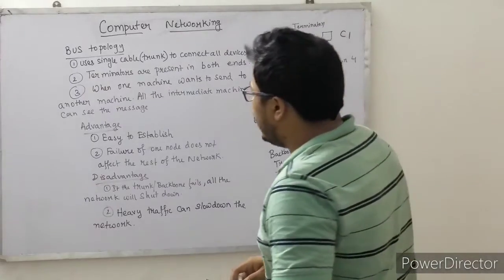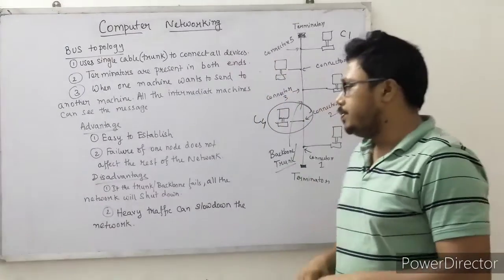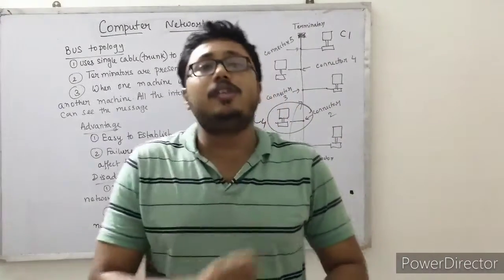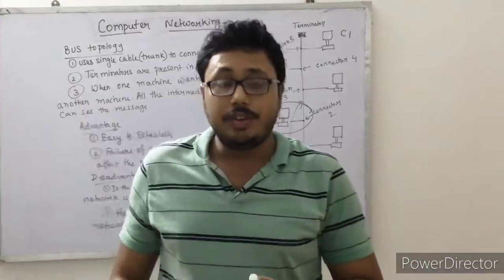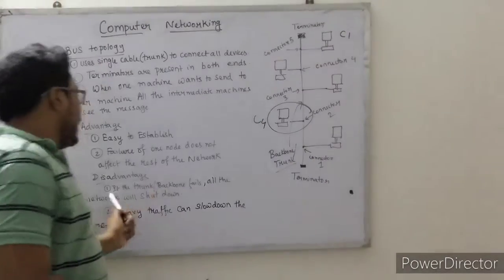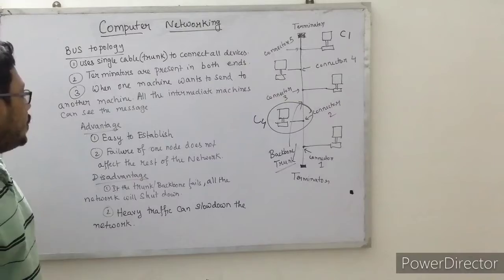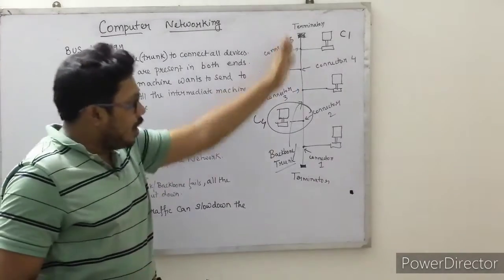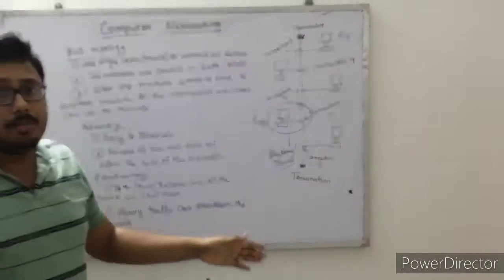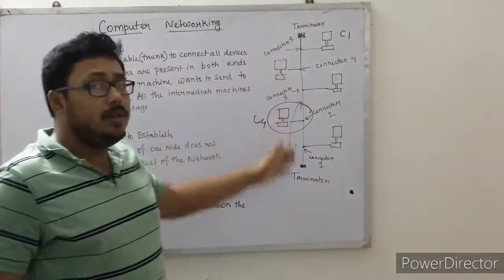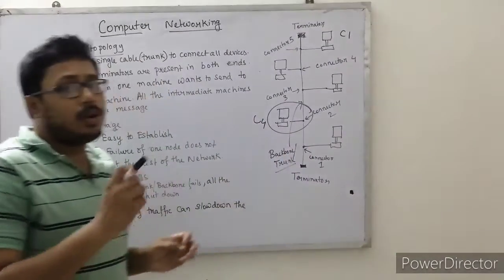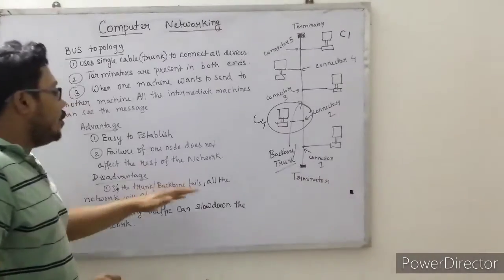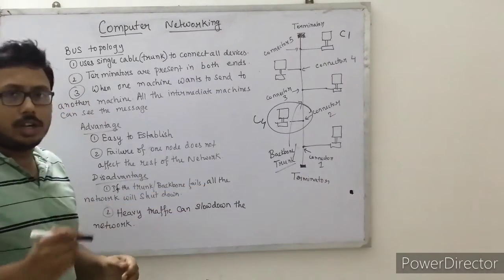Now coming to the disadvantages of this network. The first disadvantage: what will happen if the trunk itself fails? See, if the trunk or backbone fails, all the network will shut down. This is the main cable of this network. If this cable fails, then the whole network will fail. So this is the big disadvantage of this network.